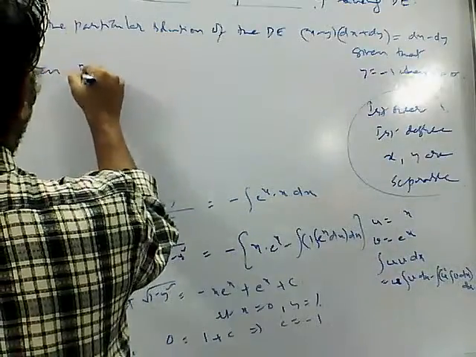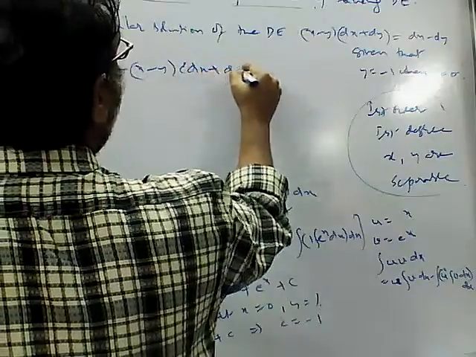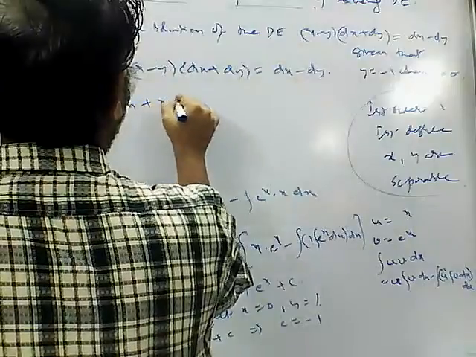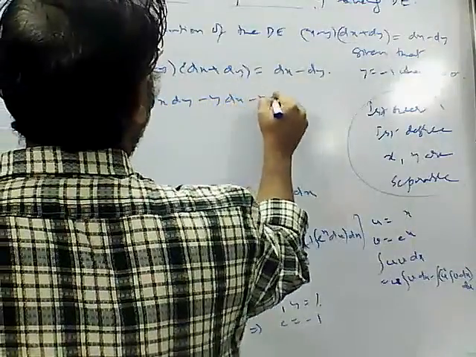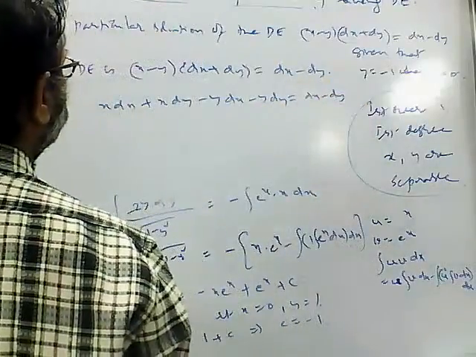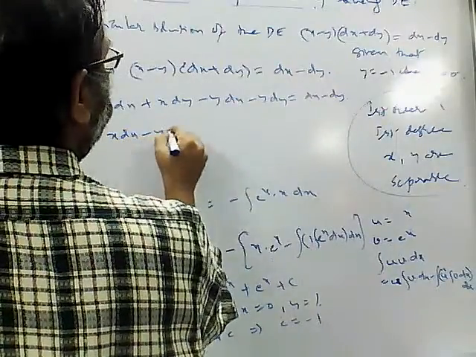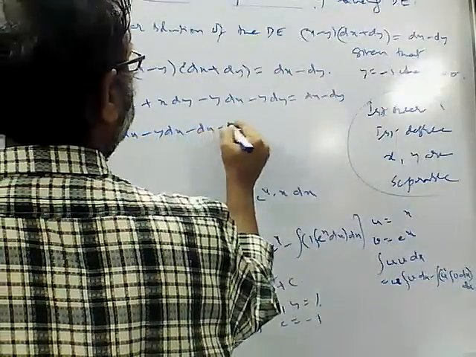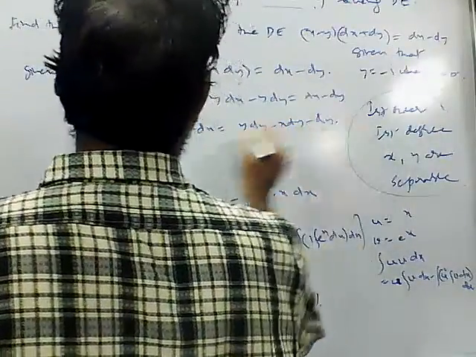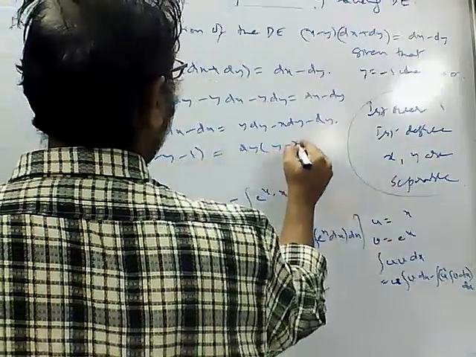Given differential equation is x minus y into dx plus dy is equal to dx minus dy. So x dx plus x dy minus y dx minus y dy is equal to dx minus dy. So x dx minus y dx minus dx is equal to y dy minus x dy minus dy. So dx into x minus y minus 1 is equal to dy into y minus x minus 1.